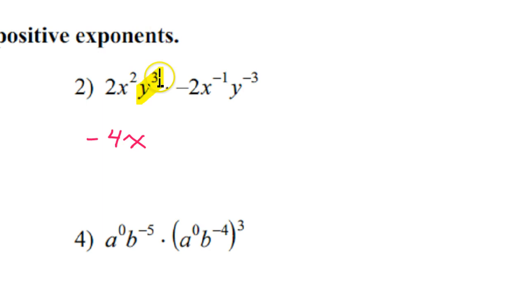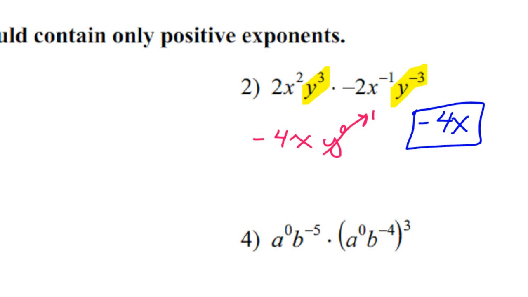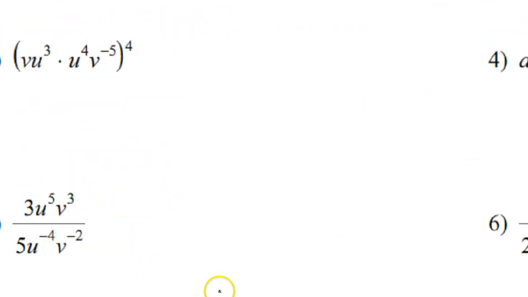And then looking at the y's, well, 3 plus negative 3 is 0, but anything to the 0 power is 1. So really the final answer is just going to be negative 4x. Don't put the y at all. So let's move on to number 3.